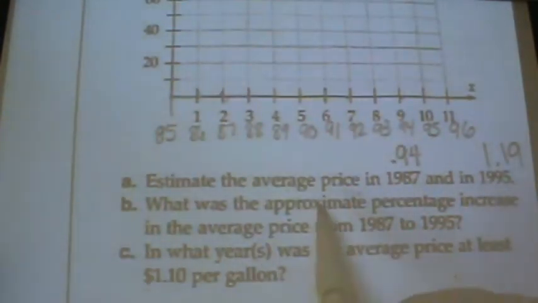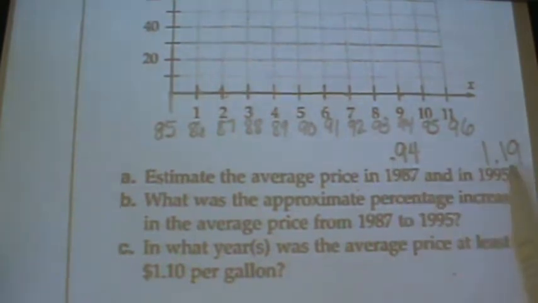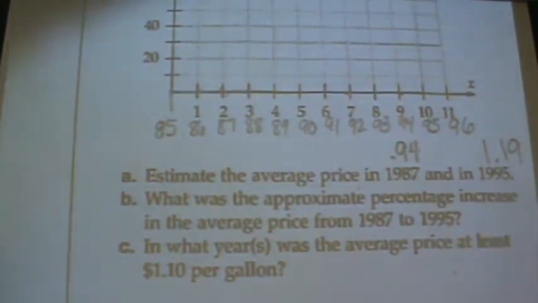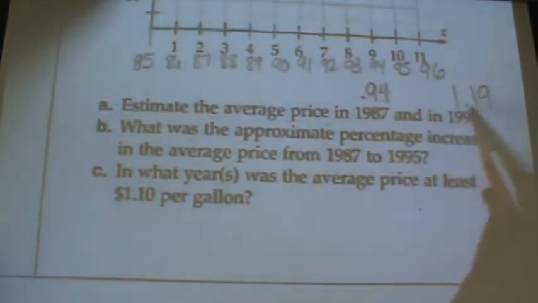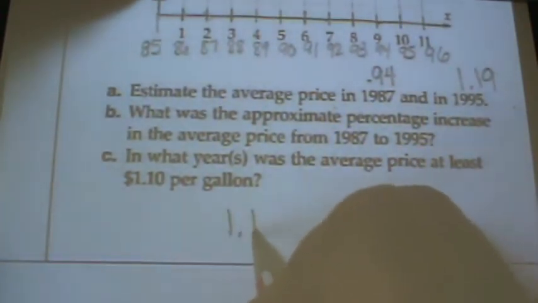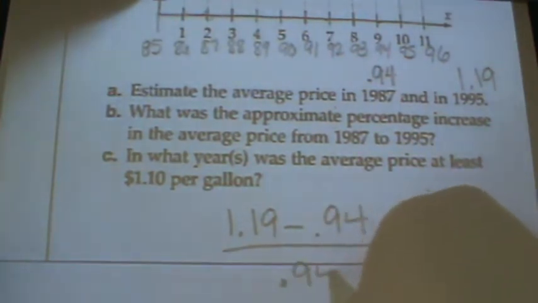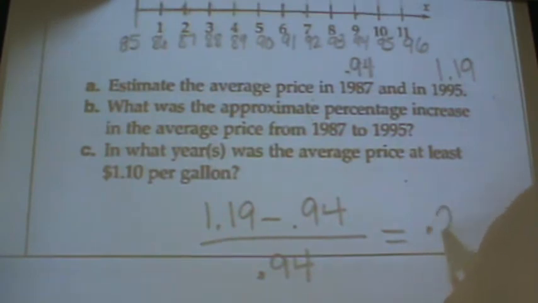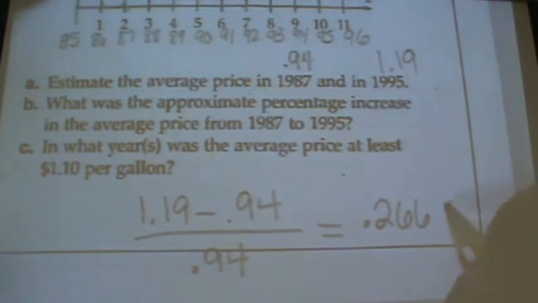For B, what was the approximate percent increase? So obviously from 1985 to 1996, it went up in price. They want the percentage increase. When you do percent increase or decrease, what you do is you subtract these two numbers and you divide by the original. So you're going to do 1.19 minus 0.94 and divide that by the original. When you do this math, you get 0.266. To convert this to a percent, you're going to move the decimal 2 places over. So it's about 26.6%.